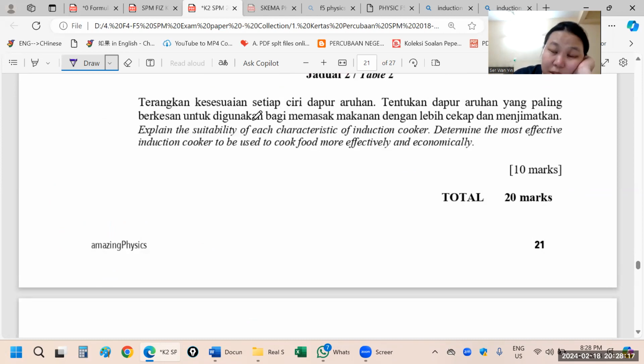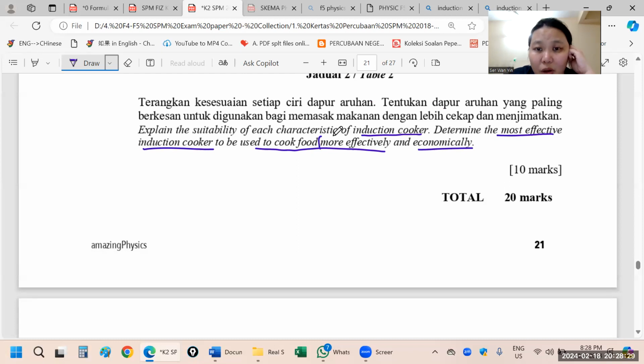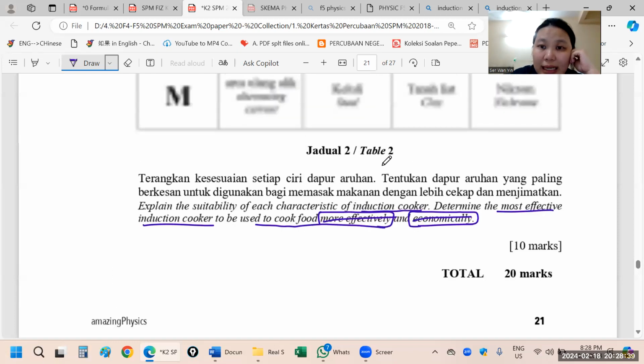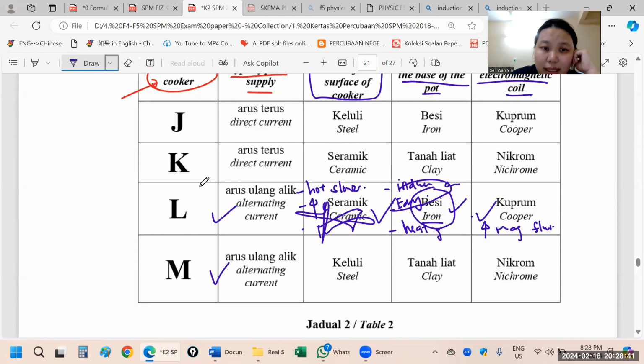So explain the suitability of each characteristic of the induction cooker. Determine the most effective induction cooker to be used to cook food more efficiently and economically. Since they say more efficient, effective, economical, you cannot repeat this as your reason. So always highlight it. Okay, so the answer is L.